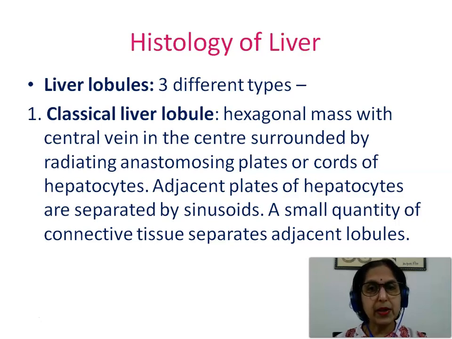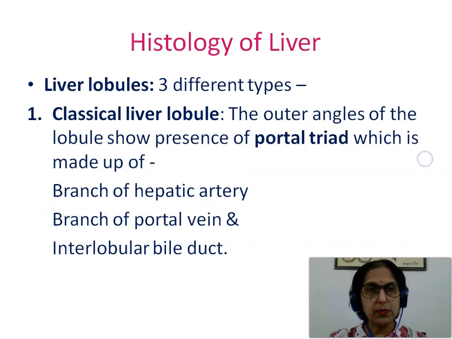Adjacent plates of hepatocytes are separated by sinusoids. A small quantity of connective tissue separates adjacent lobules. The outer angles of the lobule show presence of portal triad, and this triad is made up of branch of hepatic artery, branch of portal vein, and interlobular bile duct.